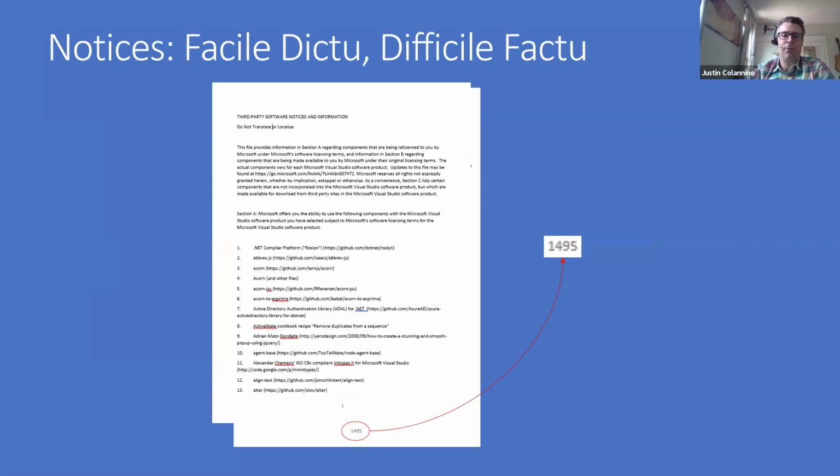Now, it's not as easy as it looks. So this is the only Latin that I use as a lawyer. I think it can be a little bit pretentious, but I love this phrase, facile dictu difficile factu. It means easy to say, difficult to do. And so this was for VS Code, I think, which obviously uses a ton of open source. This was a manually done notice file for VS Code, and it ran 1,495 pages when we stopped doing it manually. And this is work that humans should not do.